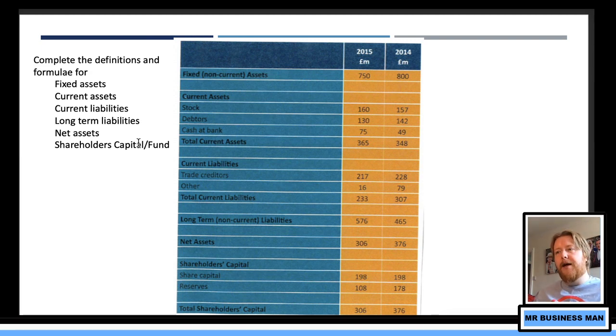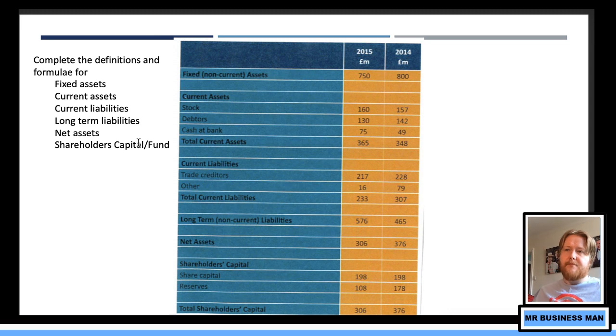We've got trade creditors, others, and then we've got total current liabilities. They're things which we would pay within a year, and we just add them up, which gives you total current liabilities, don't we? And then we've got long-term liabilities. Sorry, current liabilities are things which we're going to pay within a year. Long-term liabilities are things which we're going to pay for more than a year.